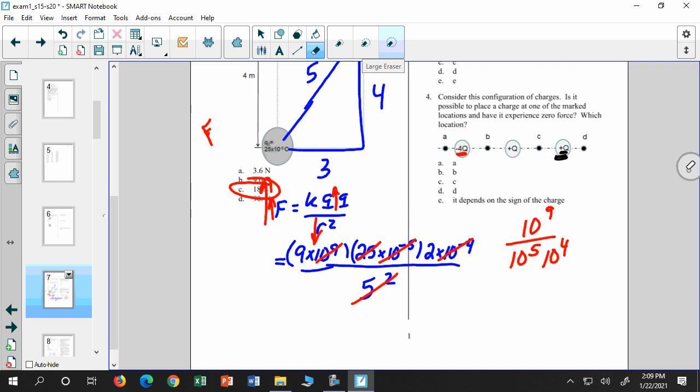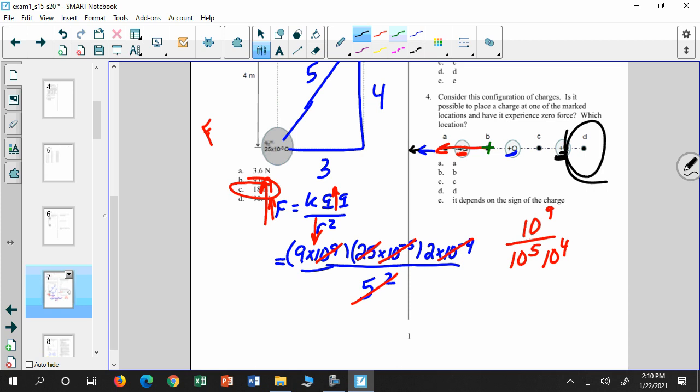Now let's see. At B, what do I have? I have a force due to the minus 4Q that is really big. And then I'm imagining a positive charge right here. What is the blue arrow? What direction is it going to go, left or right? It's going to go left because it's a repulsive force. So it's going to go in this direction. And then the black is in the same direction. It's smaller because it's farther away. So no zero force there. The only possible place to get a zero force is at point D.